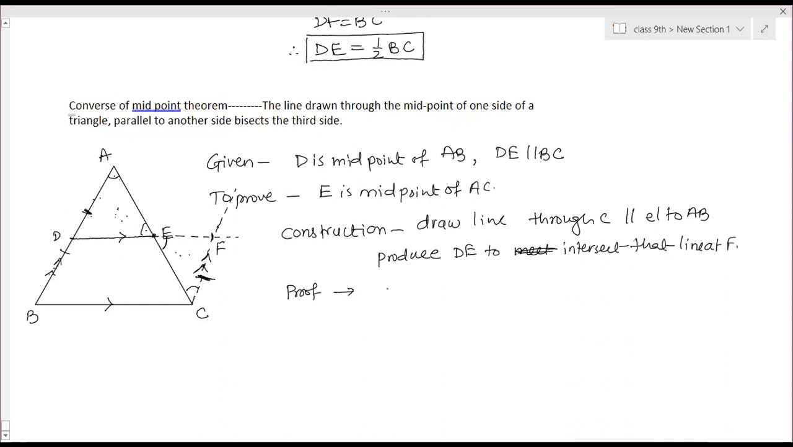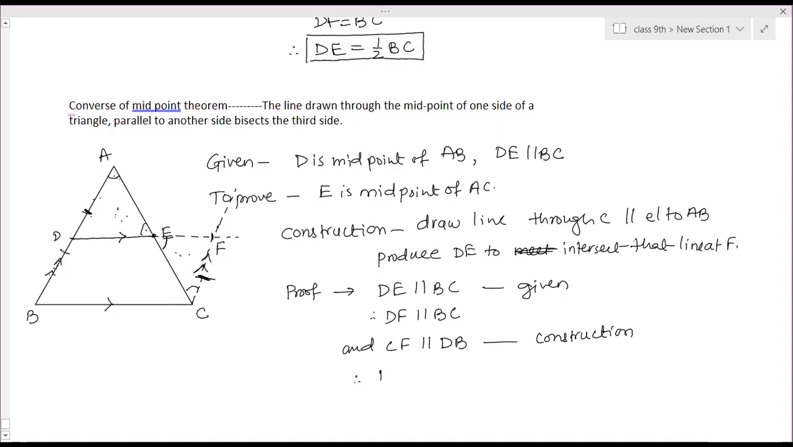So DE is parallel to BC, given. Therefore DF is parallel to BC and CF is parallel to DB, construction. Therefore, DBCF is a parallelogram, and therefore DB is equal to CF, opposite sides of a parallelogram.